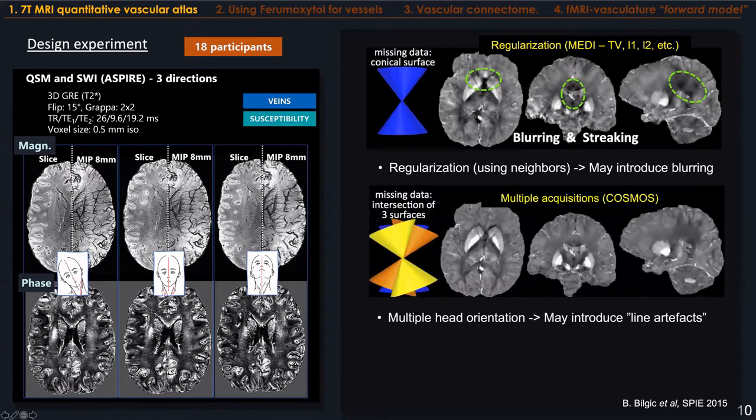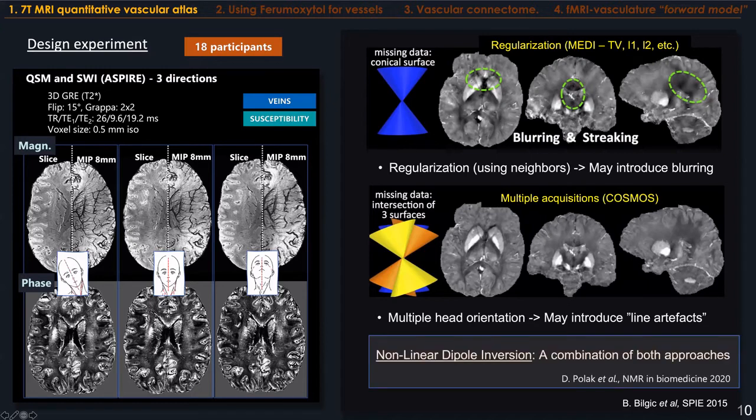You can also use multi-acquisition, like what we did here, so multi-head orientation. So basically, you try to fill the holes, but using different head orientation versus B0. If you use a few directions, then you can get some streaking artifacts. You can get some artifacts also related to the co-registration of those head orientation. So in our case, we use a combination of those 2 approaches. So basically multi-head orientation, but with some regularization in it. So we get a very accurate map that doesn't have a lot of artifacts.